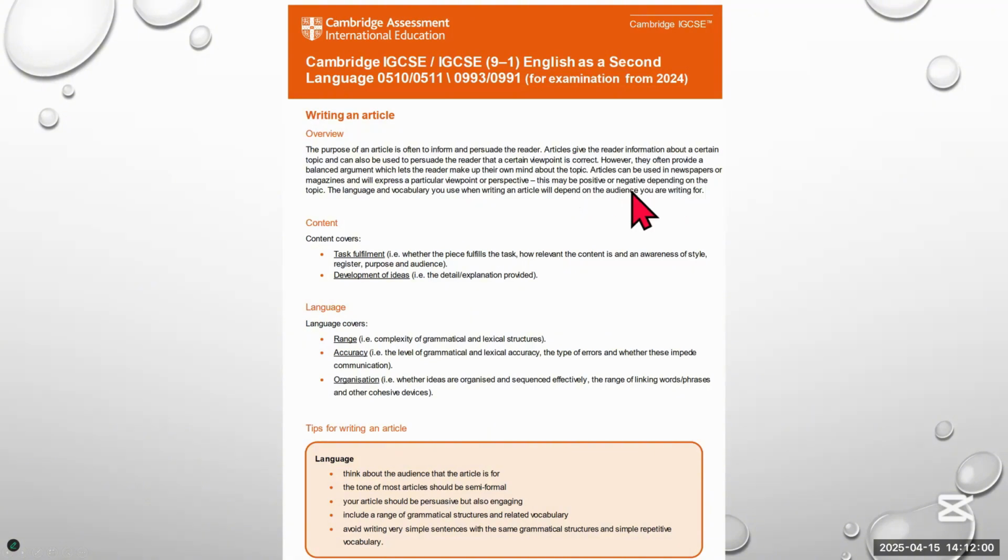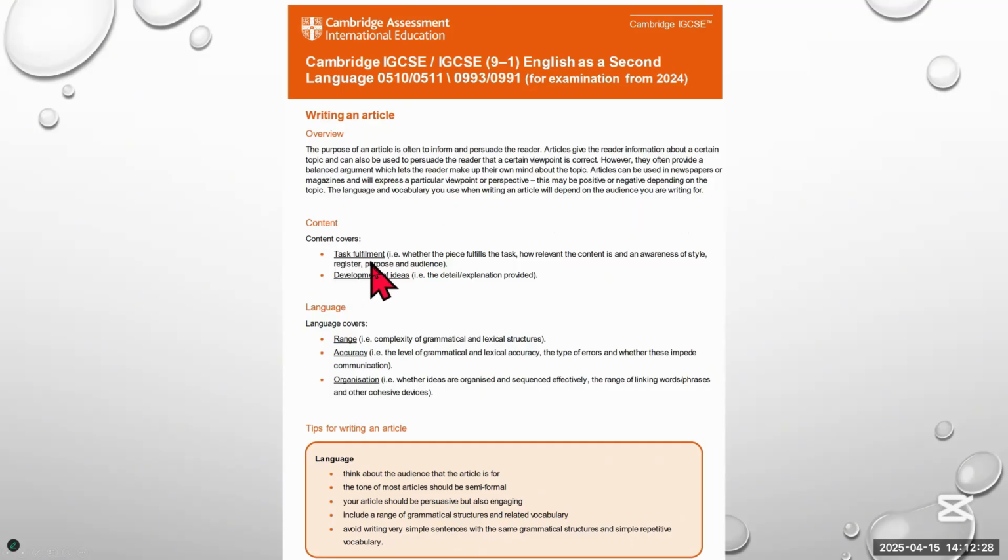Articles can be used in newspapers or magazines. Now, in the ESL exam it is usually a school magazine and will express a particular viewpoint or perspective. This may be positive or negative depending on the topic. The language and vocabulary you use when writing an article will depend on the audience you are writing for. Usually you're writing for your schoolmates, so it is semi-formal.